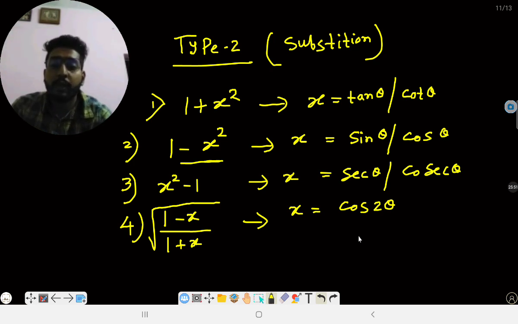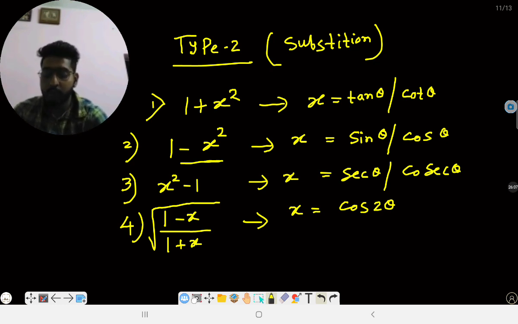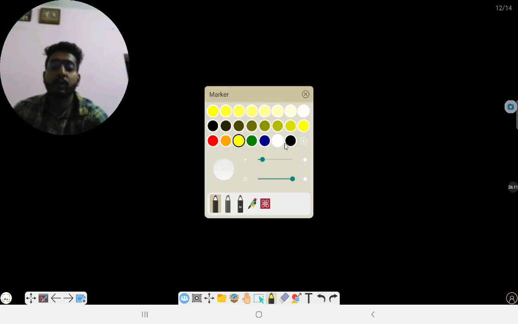Whenever there is 1 plus x square, the substitution will be tan theta or cot theta. Whenever 1 minus x square, we have to take sine or cos. X square minus 1, then you have to take sec or cosec, or number 4, this one. So using that, we will solve some problems. First one is this one.